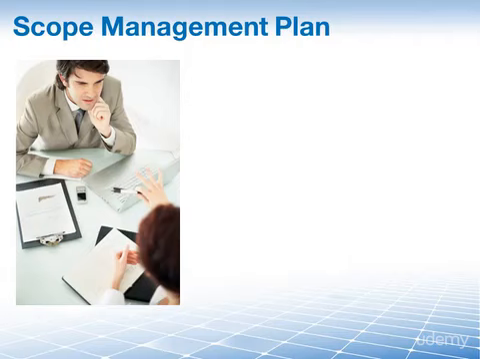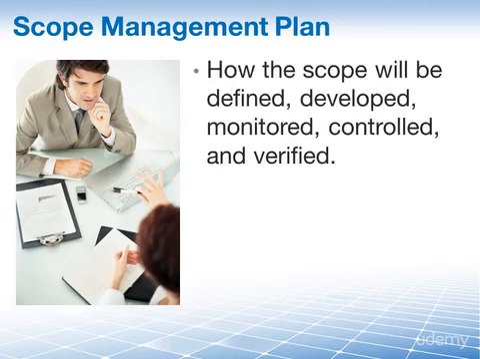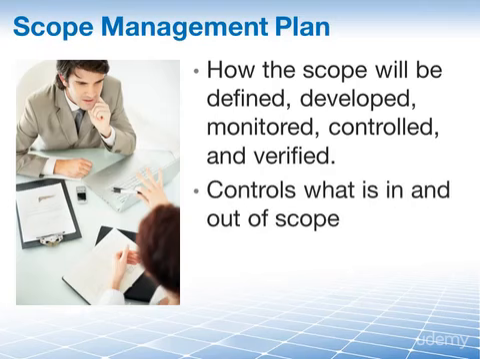The scope management plan is, of course, a component of your project management plan that describes how the scope will be defined, developed, monitored, controlled, and verified. The plan is also used to control what is in and out of the scope of the project. So there's a clear specification in your scope management plan that says these parts are in the scope and these parts are out of scope for our project.